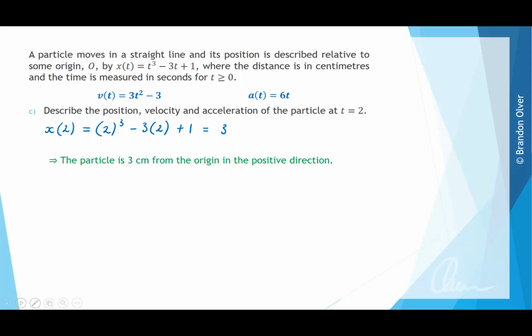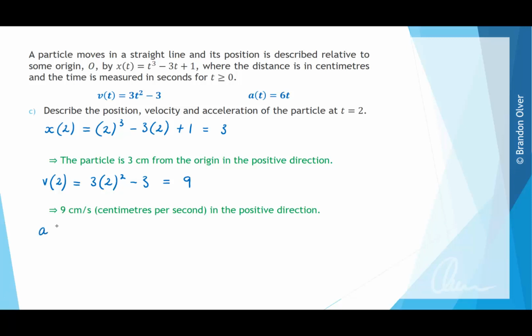Next, what we're going to do is find the velocity when t equals 2. So that's going to be the same as evaluating the function v at 2. And when we do that, that is equal to 3 times 2 squared minus 3. And when you evaluate that, you'll find that that is equal to 9. So the interpretation of that is that the particle is travelling at a speed of 9 centimeters per second in the positive direction.